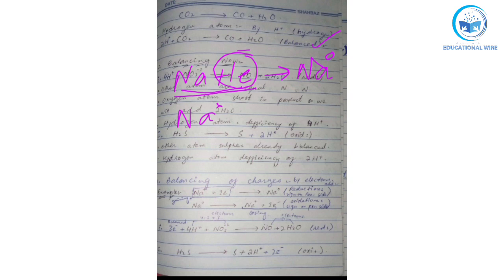Whenever we have an electron on the reactant side, it's a reduction process, and whenever we have it on the product side, like Na0, it means it's losing its one electron, so it is the oxidation side. It's losing its electron, and here it's gaining its electron.